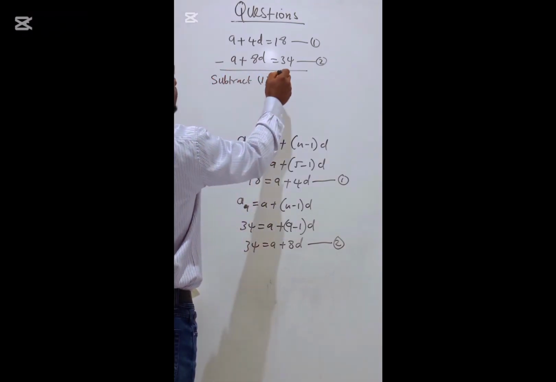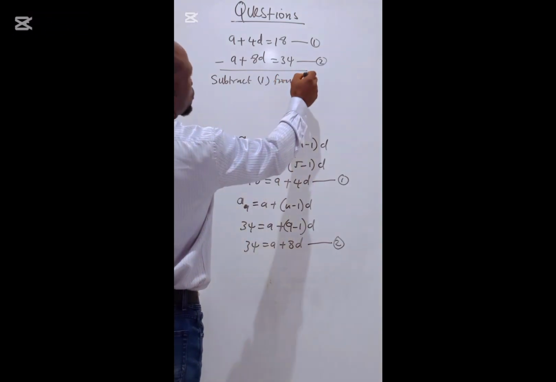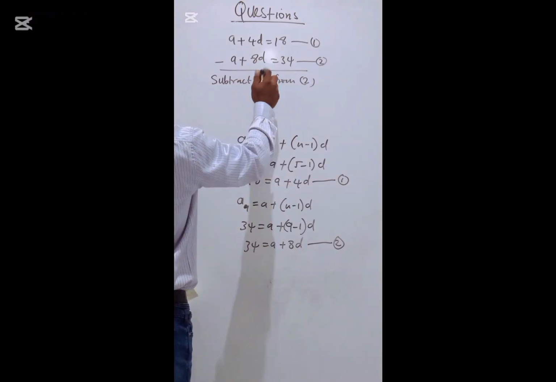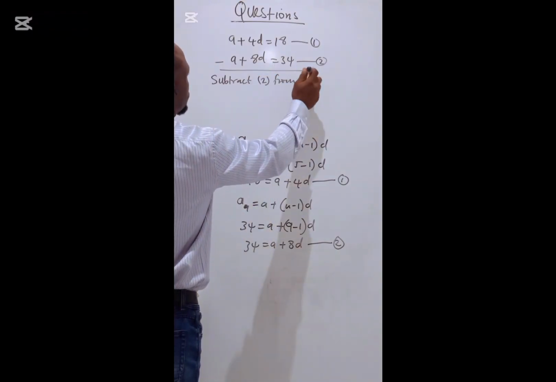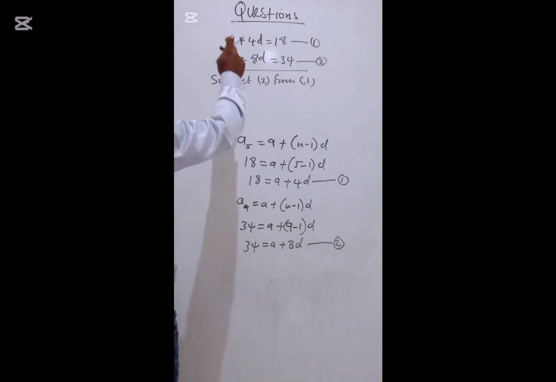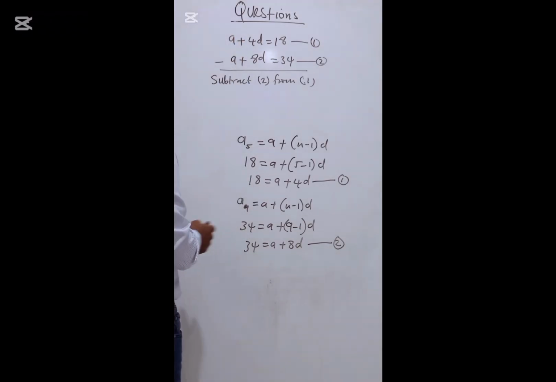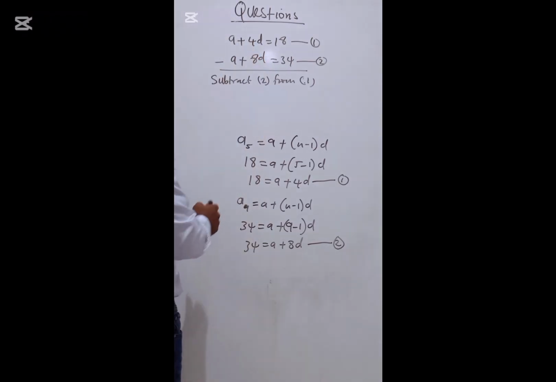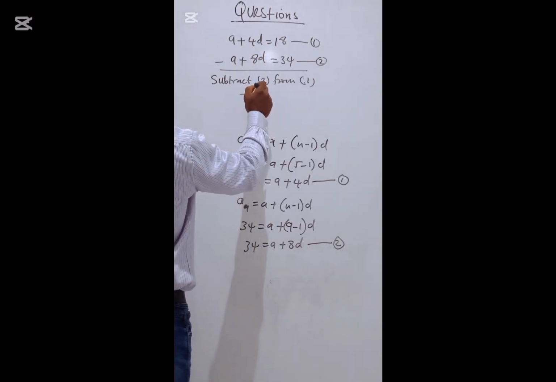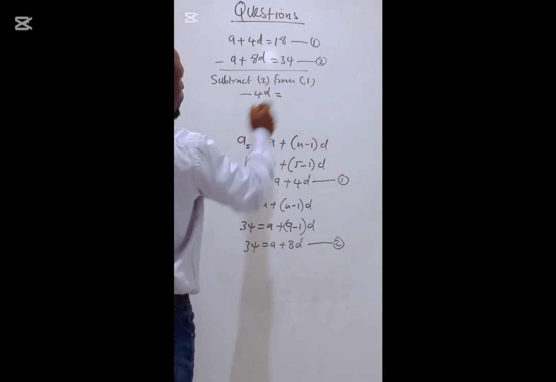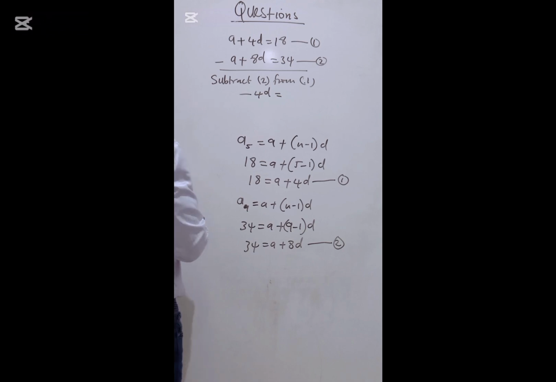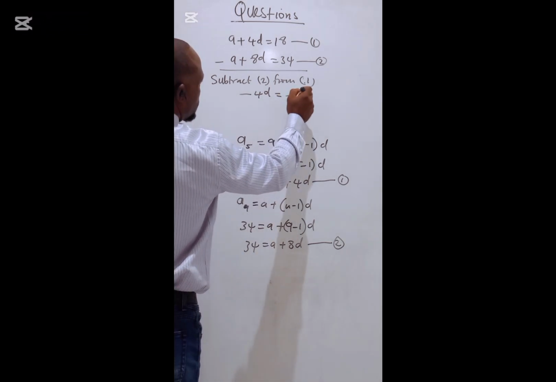Subtract 1 from 2. Or rather, subtract 2 from 1. So a minus a is going to be 0. 4d minus 8d is going to be minus 4d. 18 minus 34 is going to be minus 16.